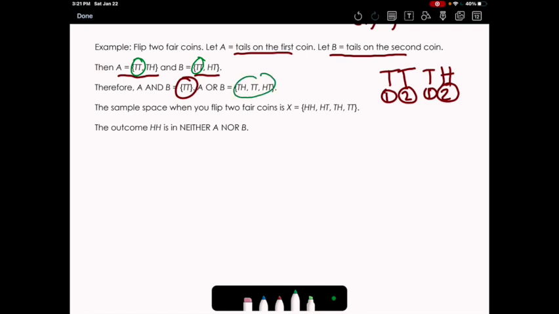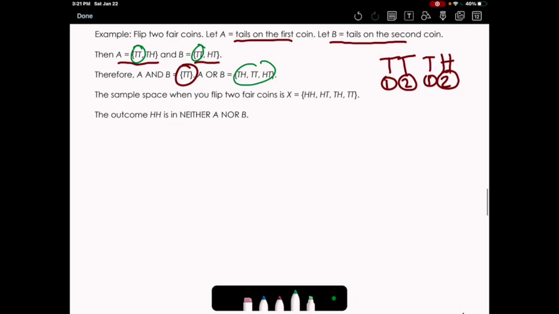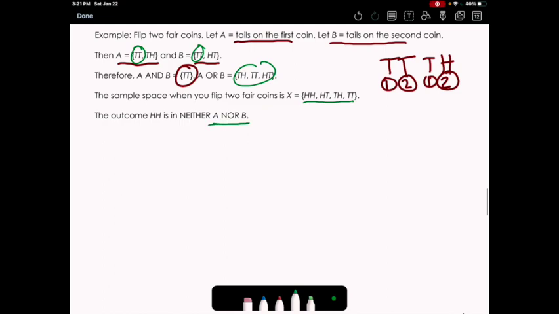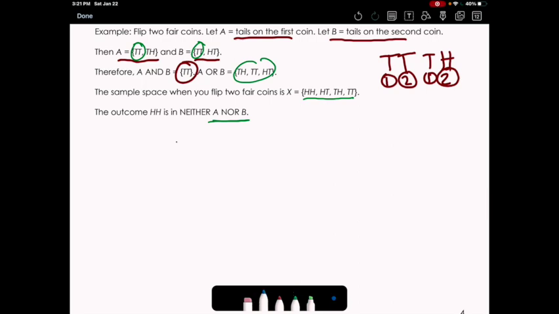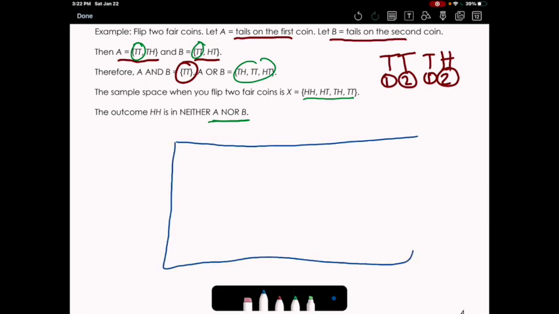And then the OR statement would be that you could have TH, TT, or HT. We're not going to list TT twice. Okay, the sample space is when you list all the possible outcomes. So here you go. You could get heads on the first try, heads on the second try. You could get heads on the first try, tails on the second try, etc. The outcome HH is neither in A or B. Notice, because it doesn't talk about the event in A or B as getting heads in both tries. They're only talking about the events of getting tails on the first or the second try.